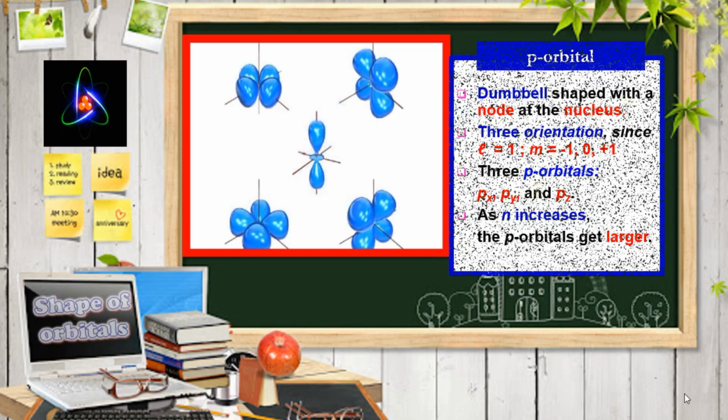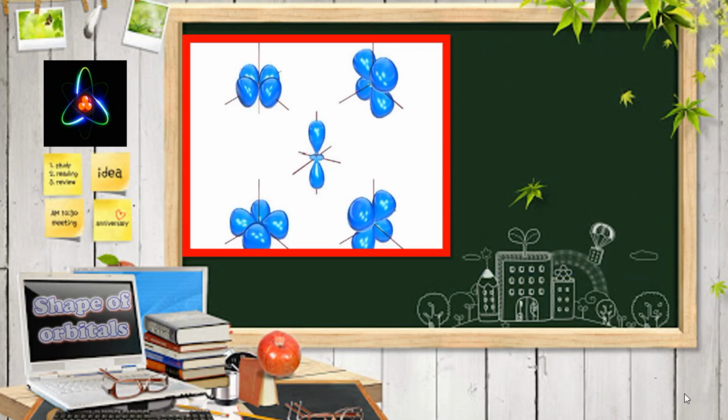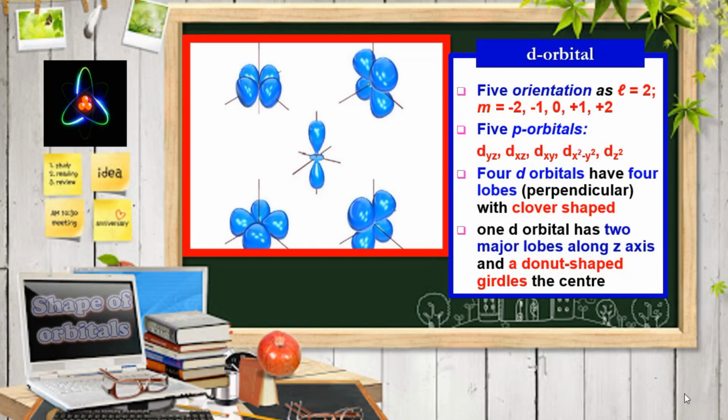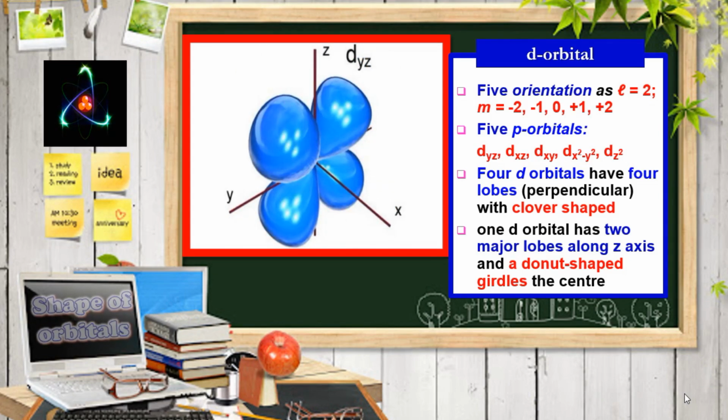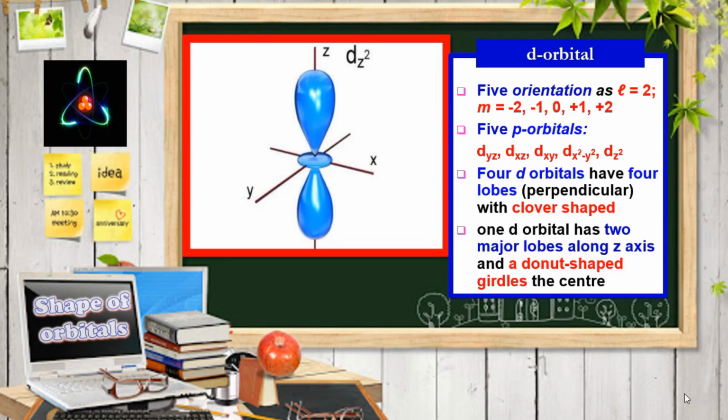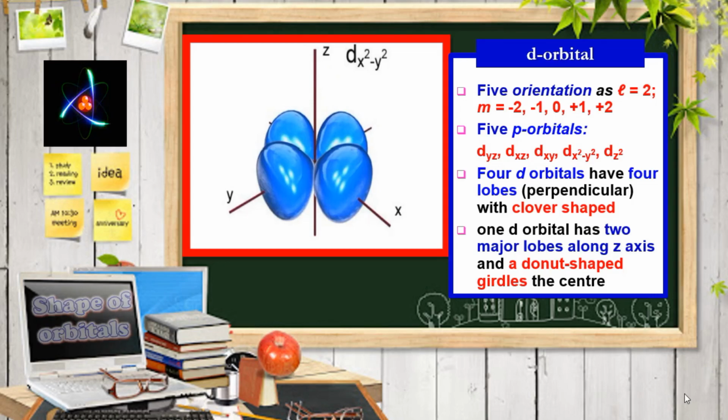Now, let us study the 5 orbitals constituting the d subshell. All d orbitals have the same energy. 4 of them have the same shapes, but different spatial orientation. They exhibit 4 maxima and slightly resemble a clover leaf in shape. Only the d sub z squared orbital has a different shape, and just 2 maxima, pointing along the z-axis. The d sub x squared minus y squared has 4 maxima, pointing along the x and y axes.